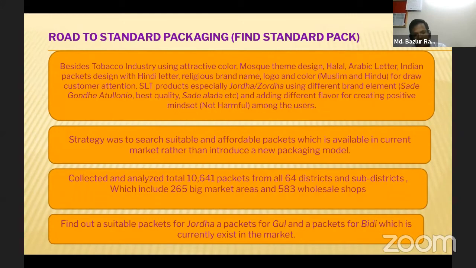After finding a suitable packet, we selected a specific packet for Jorda, a specific packet for Gul, and a packet for Biri, which is made of cardboard. It already exists in the market, but it is for a filter BD packet.